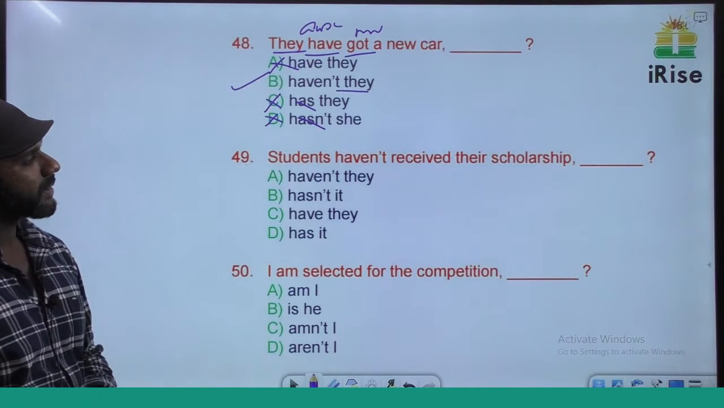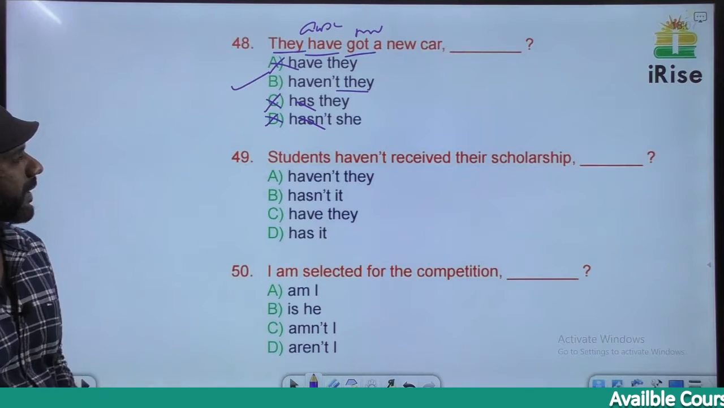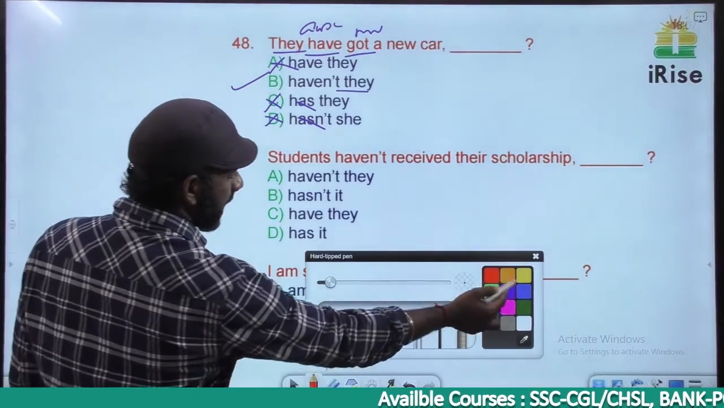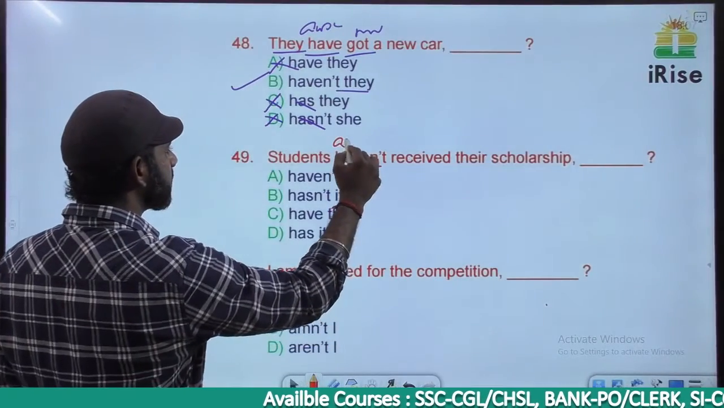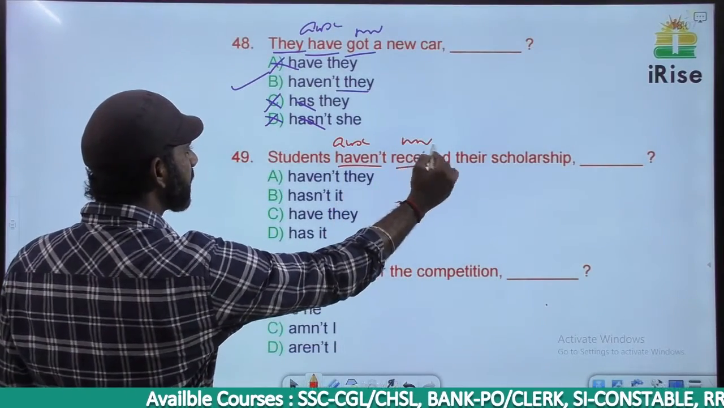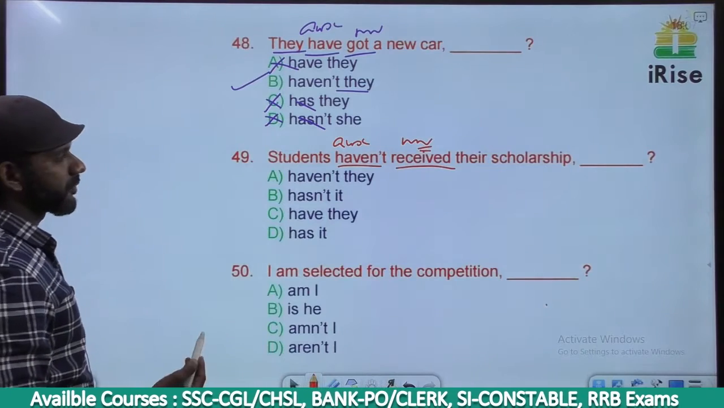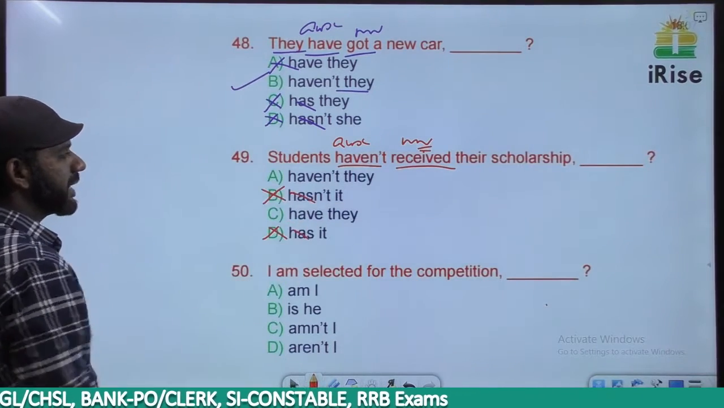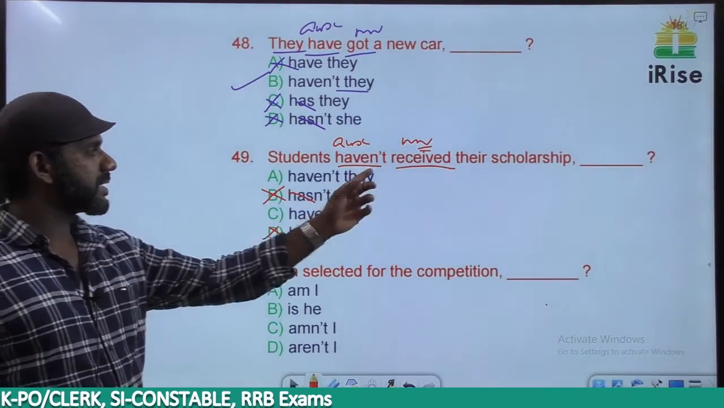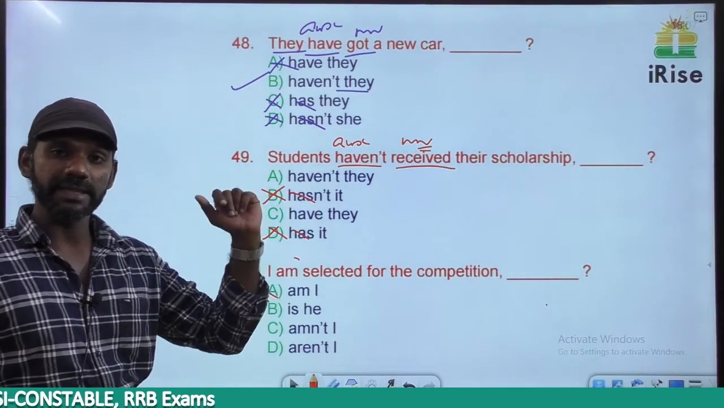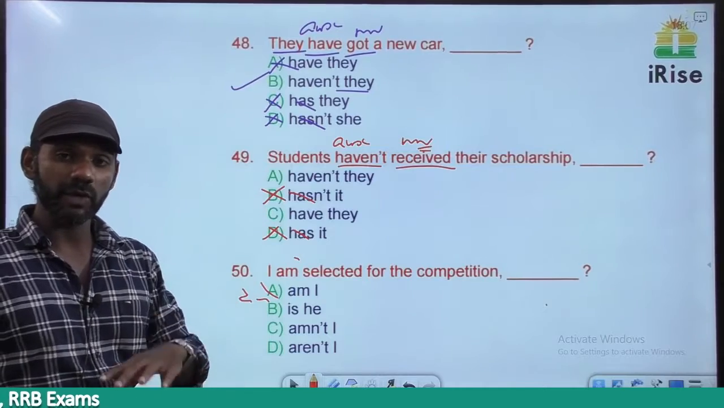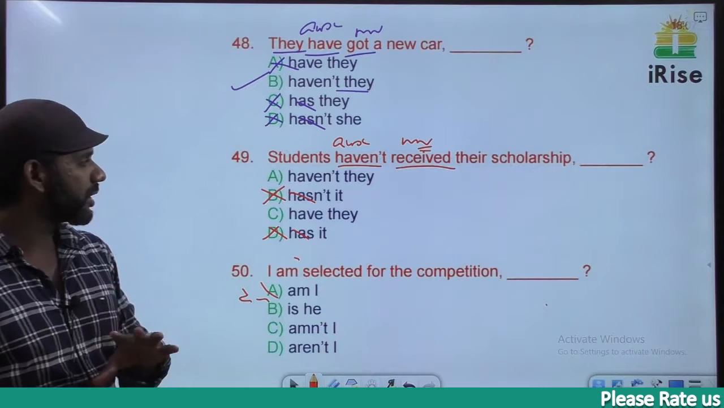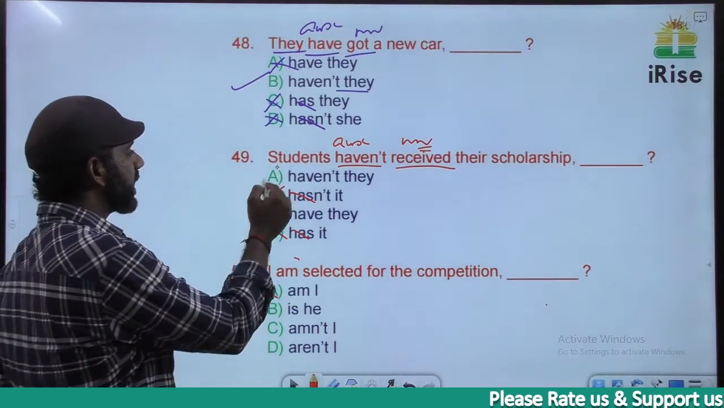Students haven't received their scholarship. Have is an auxiliary verb here because received is the main verb. The tag must be framed with have. Based on that, B and D are gone. B and D say has. Do we have a negative term in the sentence? Yes. Haven't is a short form of have not. So we have an N-word in the sentence. In the tag, there should not be an N-word. Based on that, A is gone.